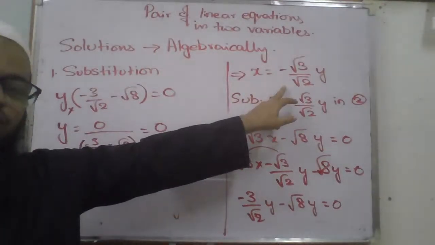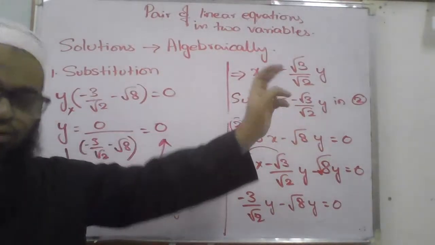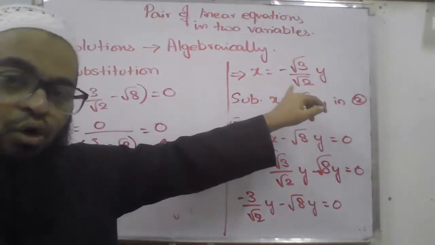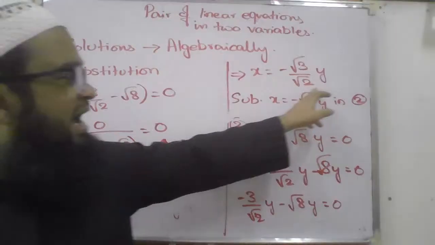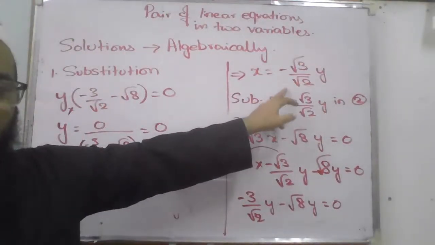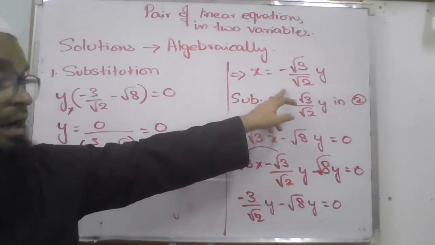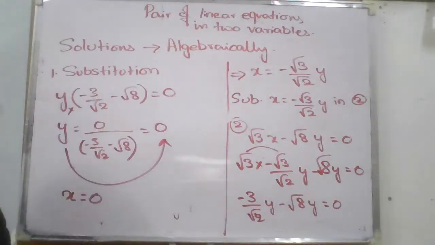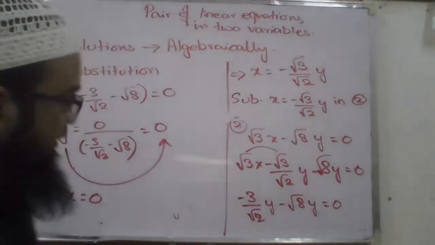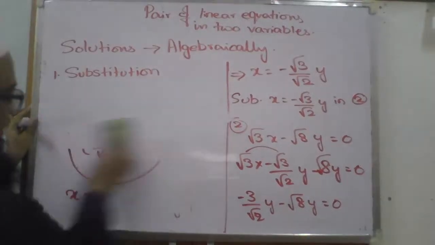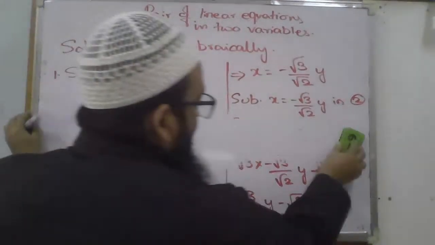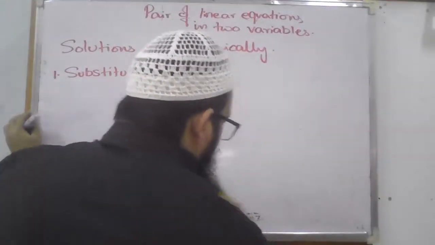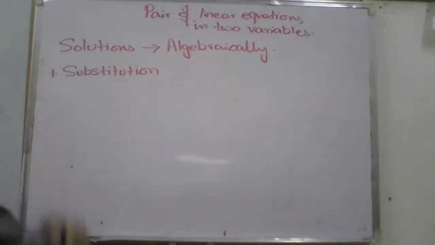See, when you select any variable with coefficient other than 1, you will have a denominator like this, and it will be a little bit difficult when you go for solving it. That is the reason I told you to select any variable which doesn't have coefficient other than 1. So let us see.